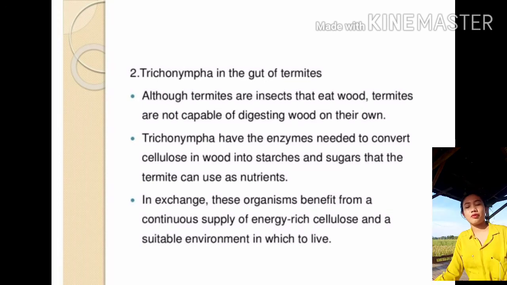How come the trichonympha helps the termites? Of course, it provides enzymes that convert the cellulose in the wood into starches and sugars that the termite can use as nutrients. The termites have to eat food for the trichonympha, and the trichonympha has to convert this cellulose wood into starches and sugar. In exchange, these organisms benefit from a continuous supply of energy-rich cellulose and a suitable environment in which to live.